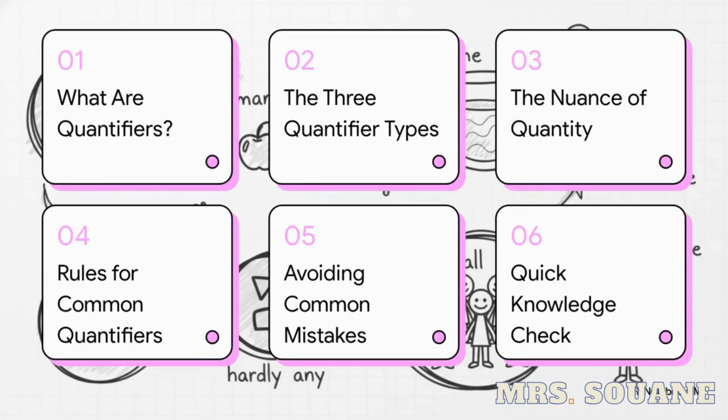So here's our game plan for today. We'll kick things off with the big question. What exactly are quantifiers? Then we'll break down the three main types you need to know. After that, we'll get into the more subtle stuff, the nuance of quantity, and cover the rules for the words you'll be using all the time. Of course, we'll do a little debugging on some common mistakes, and we'll wrap it all up with a quick knowledge check. Sound good? Let's get started.